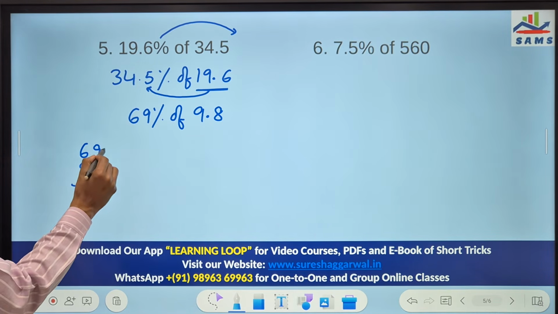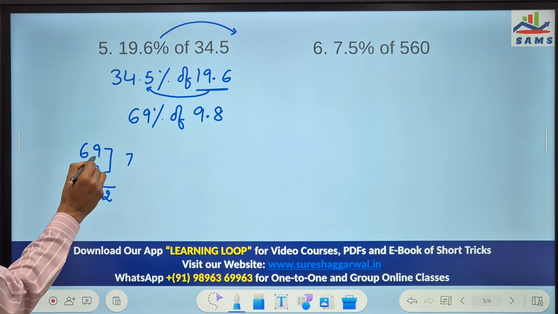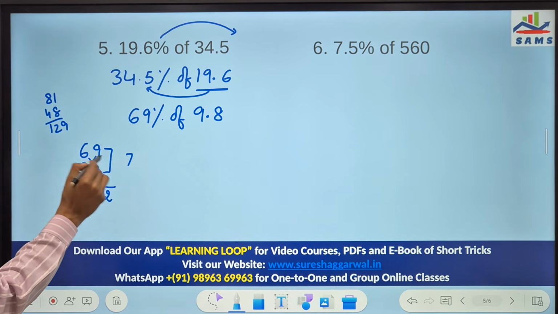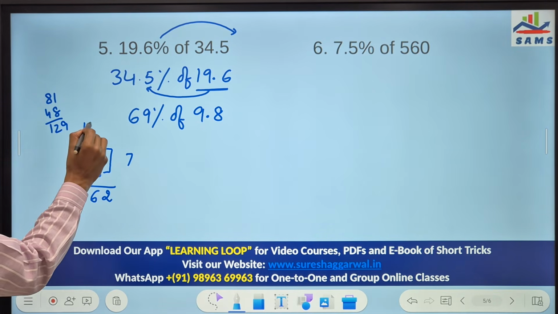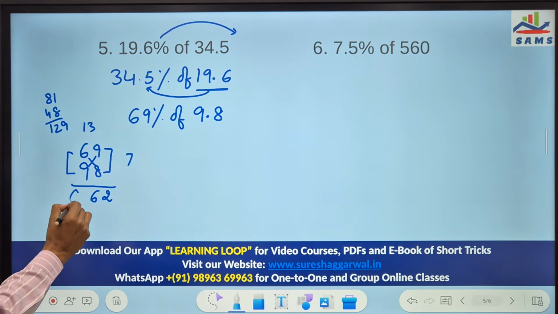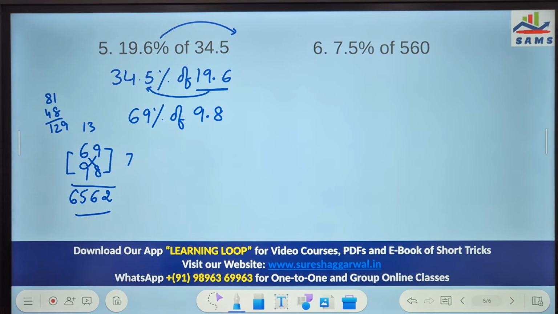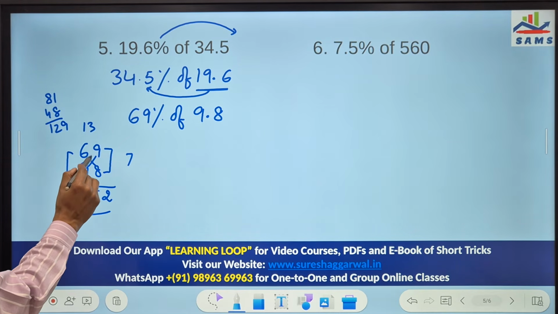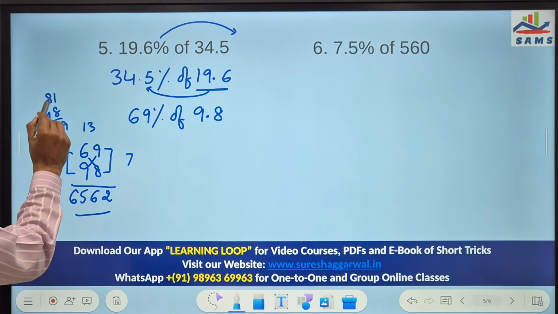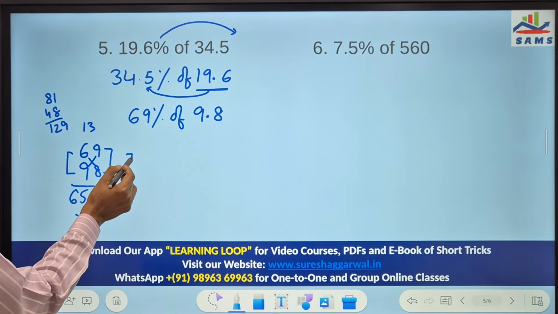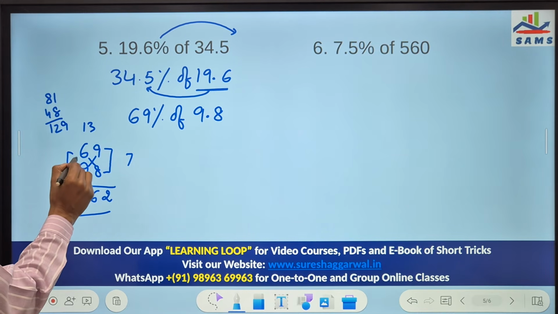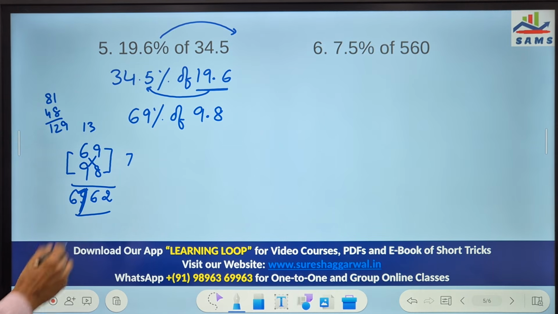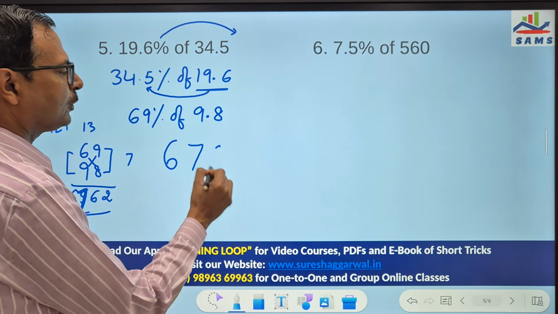So this will be again Vedic maths. 9 8s are 72, 2 7 carry. 81 and 48 is 129 plus 7 is 136, 6 13 carry, and then 54 plus 13 is 67. Let's check once more. 9 8s are 72, 2 7. Then this is 81 plus 48, which is 129 and 7 carry, so 136, 6 13 carry, and then 54 plus 13 is 67, so this is 7. So we get 6762.